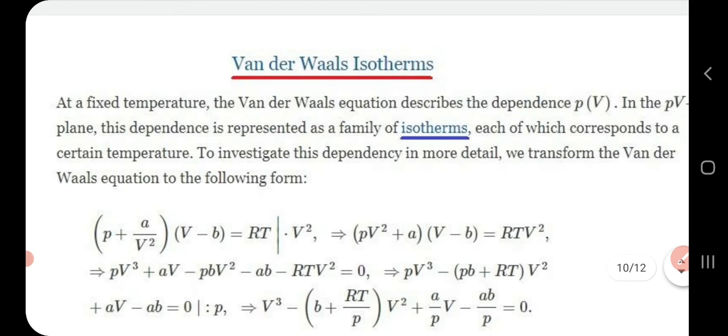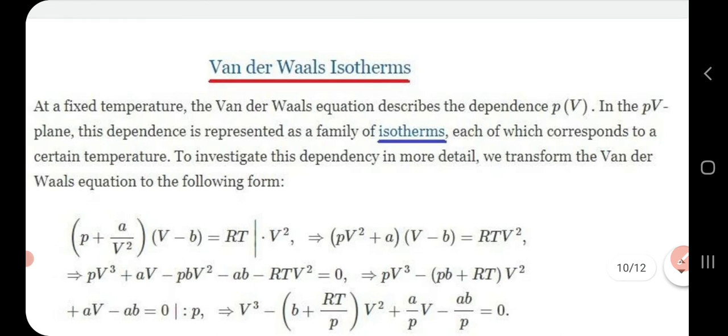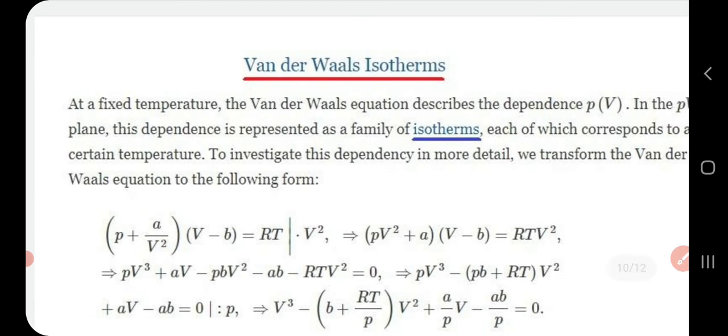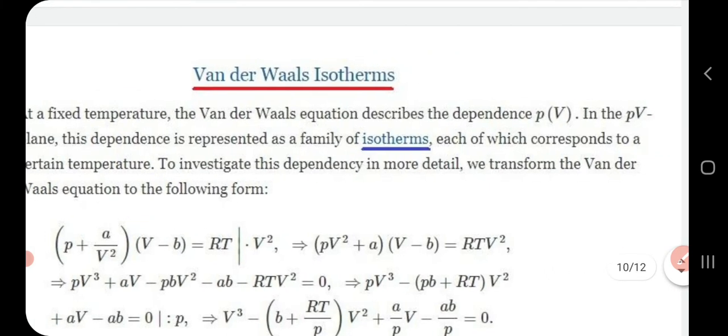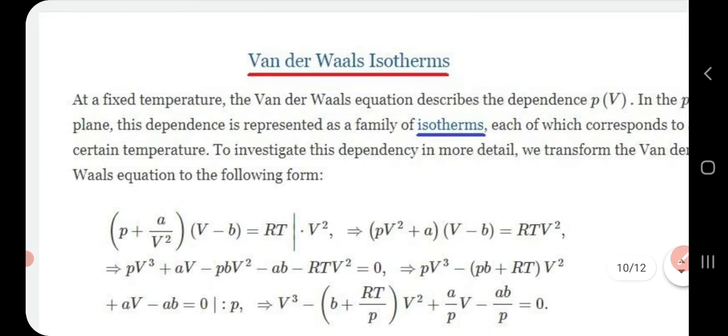Now, van der Waals isotherms, that is, at fixed temperature. The van der Waals equation describes the dependence of P on V in the PV plane. This dependence is represented by a family of isotherms. They are called van der Waals isotherms, and each of these isotherms corresponds to a certain temperature.